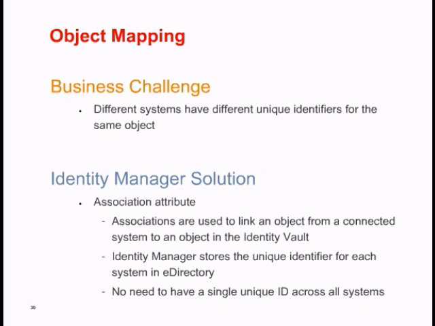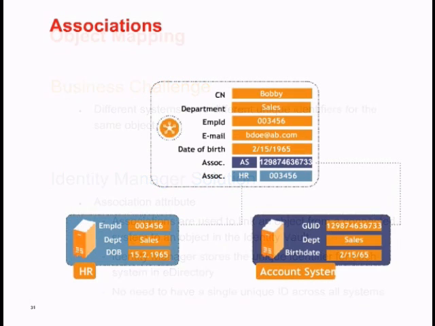Each system has a unique identifier. For example, in Active Directory, the unique identifier is called a GUID, Global Unique Identifier. PeopleSoft usually has an employee ID number. So each system has a unique identifier that makes the object unique in that system. Basically, this is an example of associations. Different systems have different identifiers: the HR system has an employee ID, and the account system has a GUID.